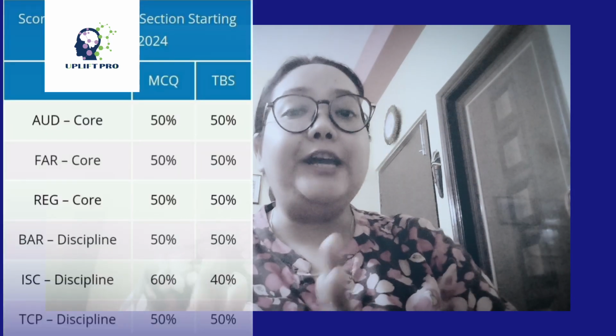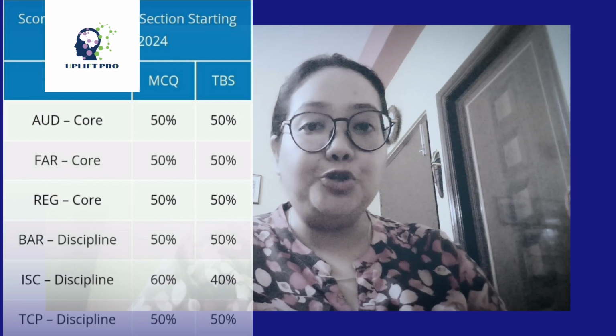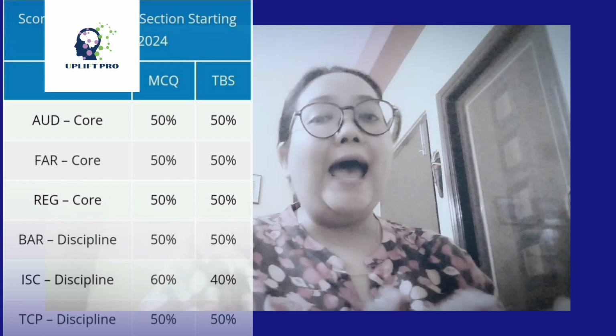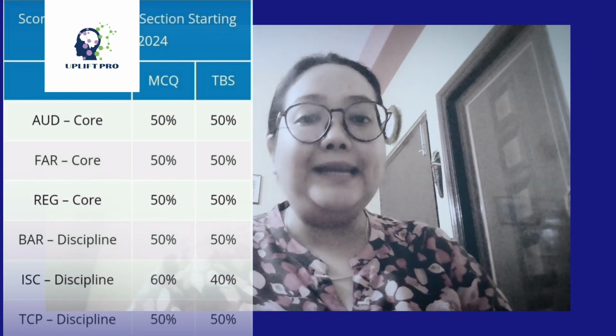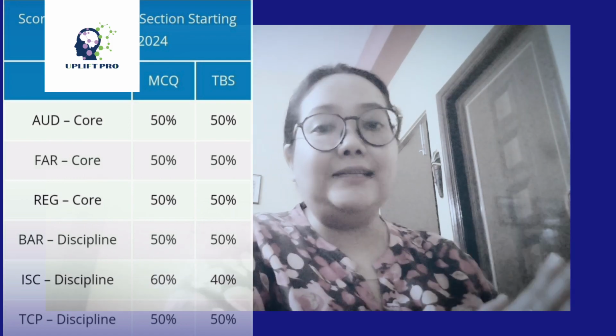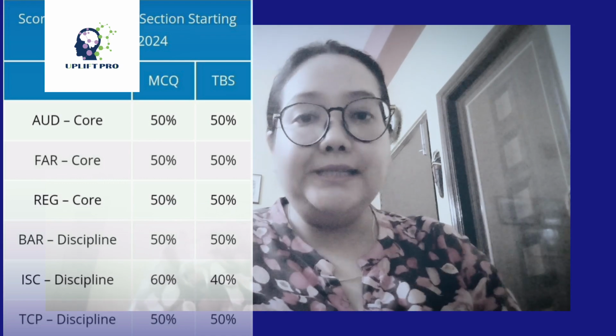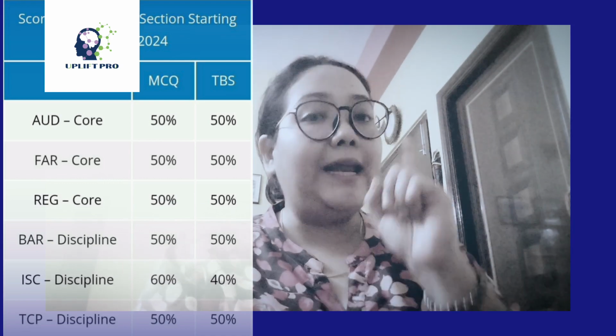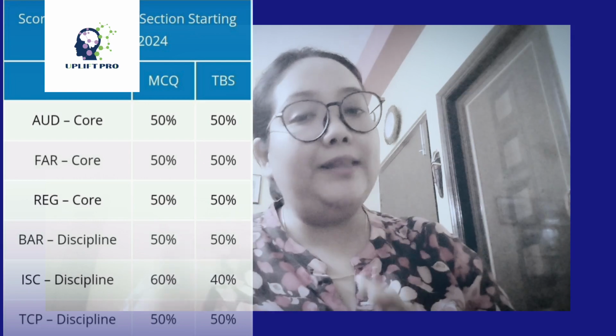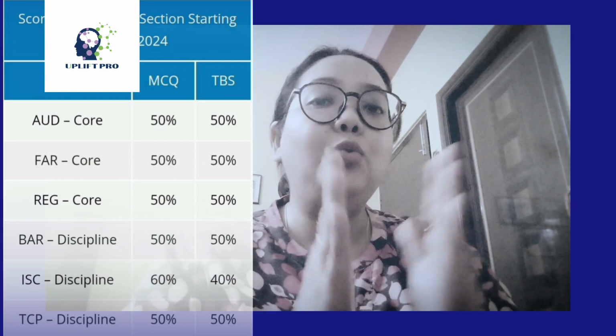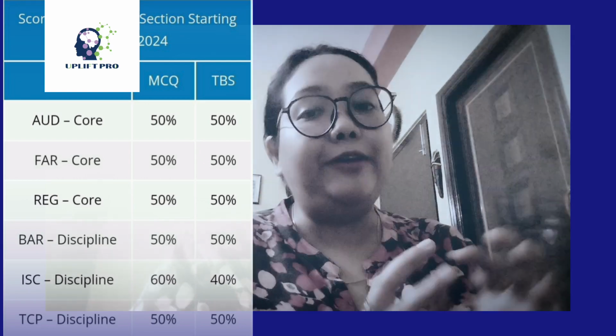Instead of this, three new core disciplinary subjects have been included. That's business analysis and reporting, which we term BAR. We have information systems and control, that is ISC. And lastly, we have tax planning and compliance, that's TPC. So out of these three disciplinary papers, you need to select any one, and along with the existing papers of CPA, you will have to go ahead from 2024 onwards.